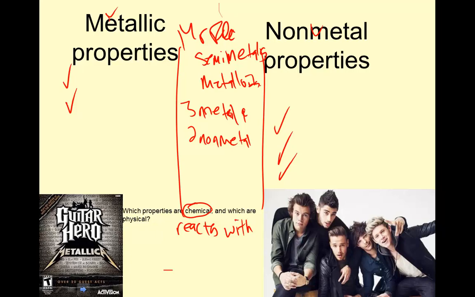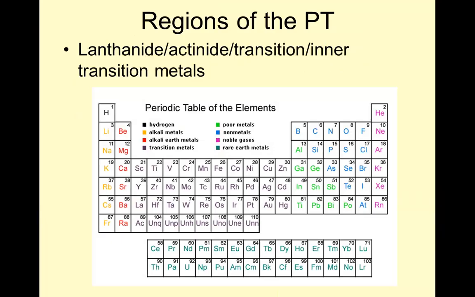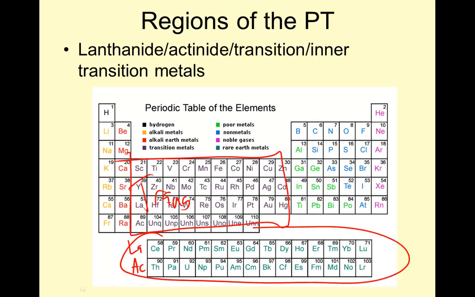So next up, regions of the periodic table. Lanthanide, actinide series, I did that. This is the lanthanide. This is the actinide series. Transition metal, we did this. This is transition metal. And the lanthanide and actinide together are also called the inner transition metals. So that was simple.